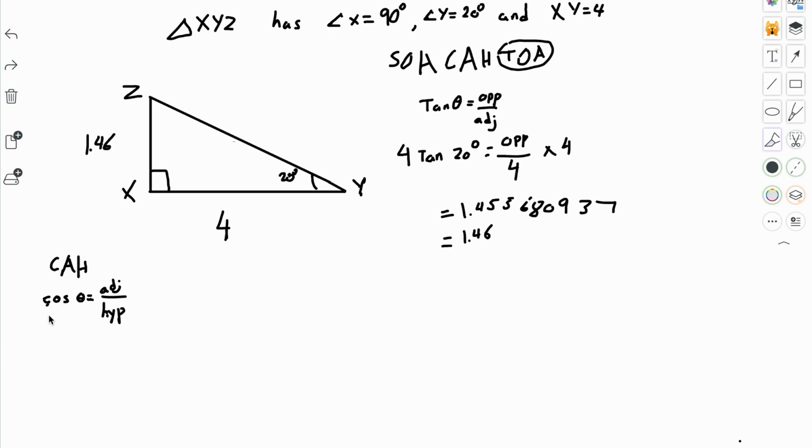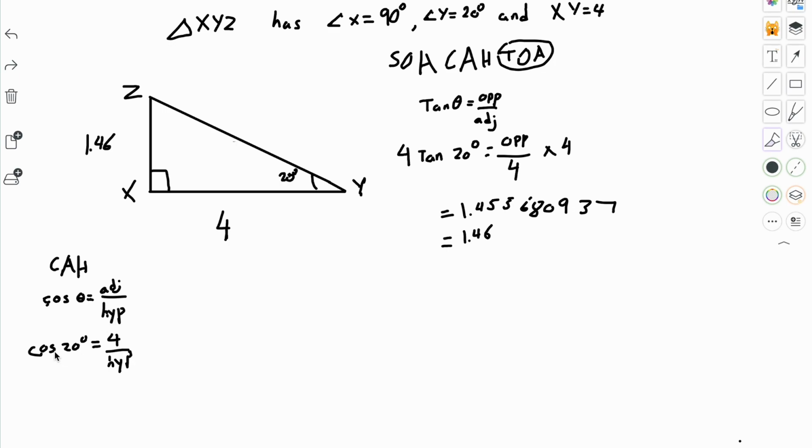And now we're going to fill in the blanks. Fill in what we know. So for cosine theta, we know our theta is 20 degrees, so 20 degrees right here. We know our adjacent is 4, and our hypotenuse is unknown. We don't know what our hypotenuse is.